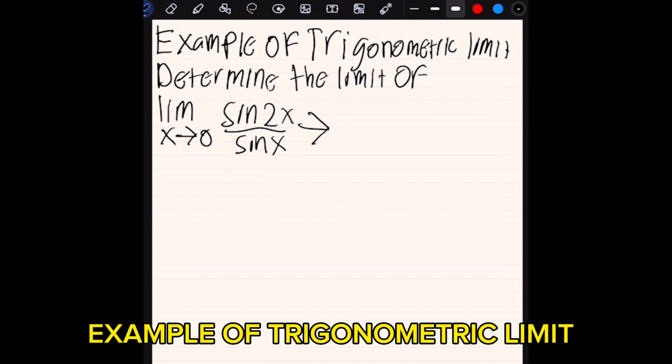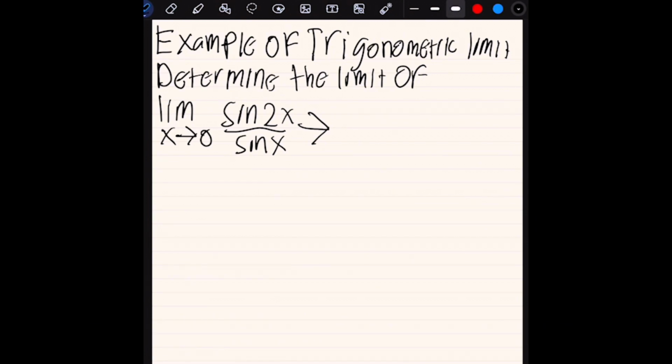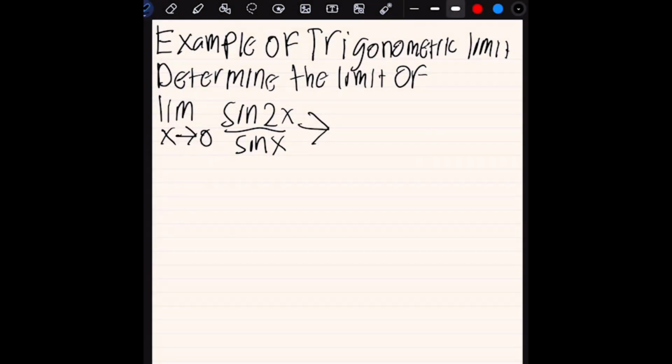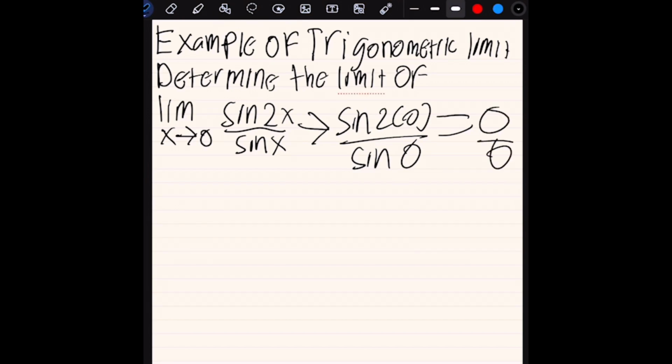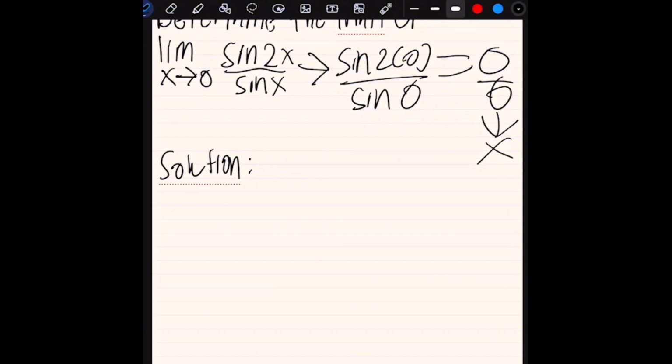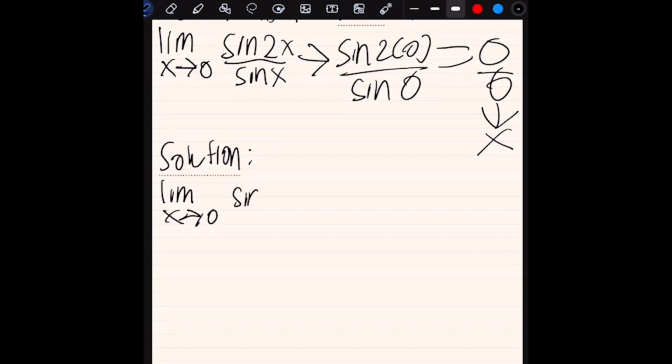Trigonometric limit. Determine the limit as x approaches 0 of sin 2x over sin x. If we substitute x with 0, sin 0 over sin 0 equals 0 over 0, which is undefined. So the solution is: limit x toward 0 of sin 2x over sin x.